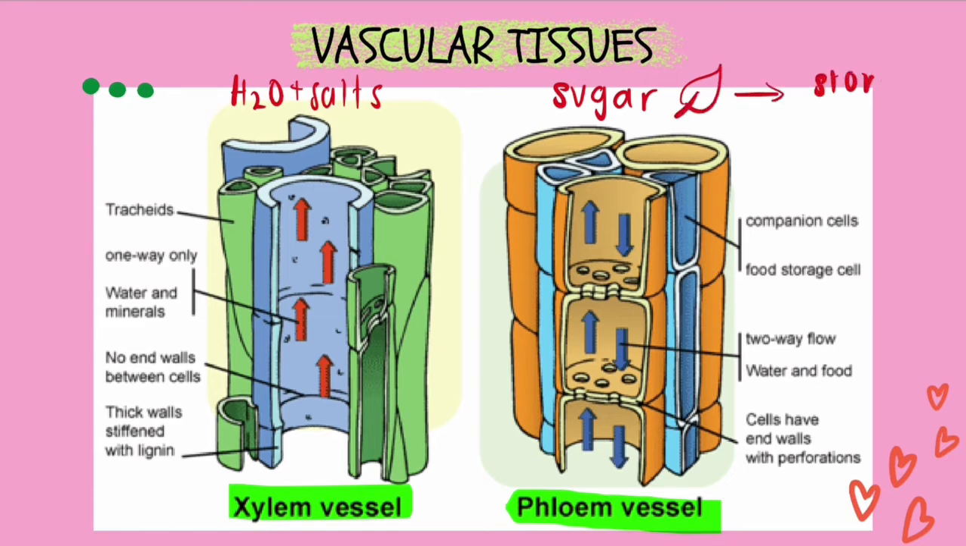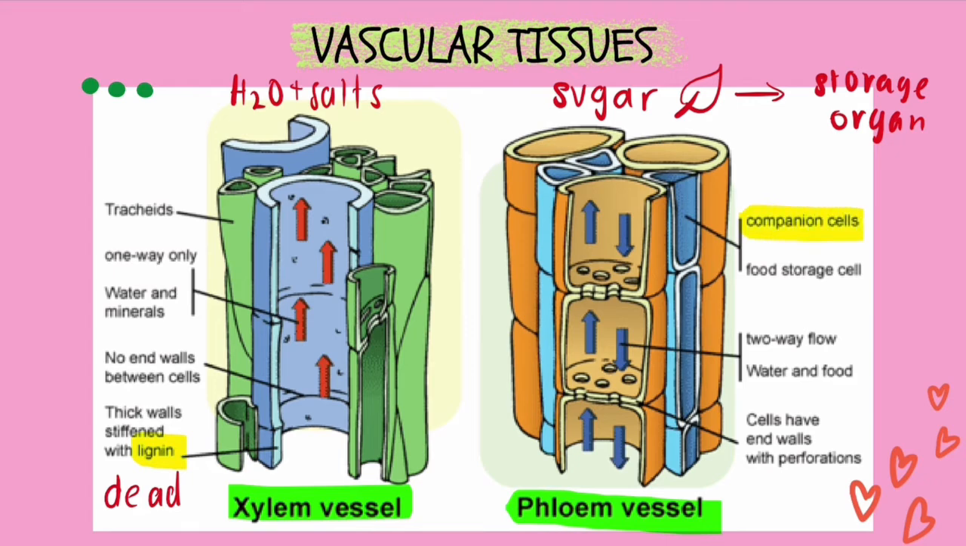to storage organs such as roots, fruits, and tubers. As for the difference in structure, the xylem is made up of dead cells and the cell wall is thickened with a layer of lignin. The phloem vessel, on the other hand, is made up of companion cells and it has sieve tubes. This long segmented part is called the sieve tube, whereas the blue cells beside it is called the companion cells.